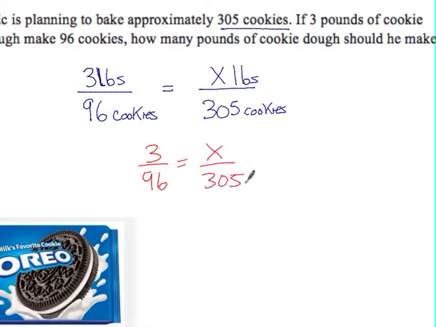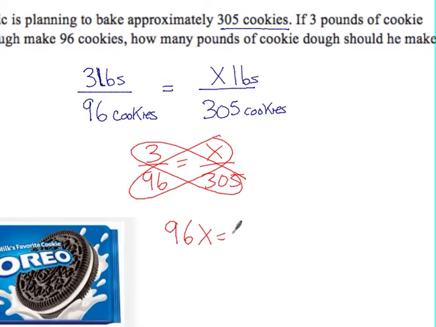We're going to get out our lassos and start multiplying. 96 times X is 96X. 305 times 3 is 915. Looking good. We divide by 96 at this point. You guys are on autopilot. We know what to do here. 915 divided by 96 is 9.53125.